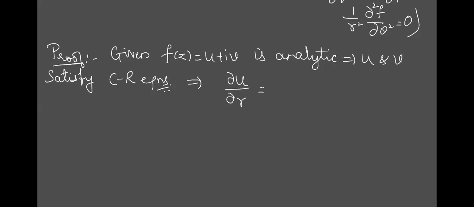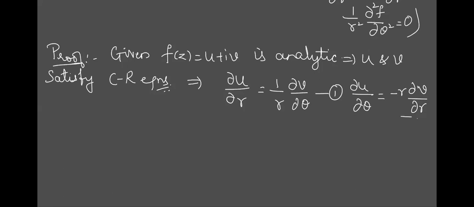Don't make such a mistake. If anybody finds ∂u/∂x present here, nobody sees the next part. Okay, what is ∂u/∂r? (1/r) ∂v/∂θ. Let us take this as equation 1. What is the second one? ∂u/∂θ equal to minus r ∂v/∂r. Remember them properly.